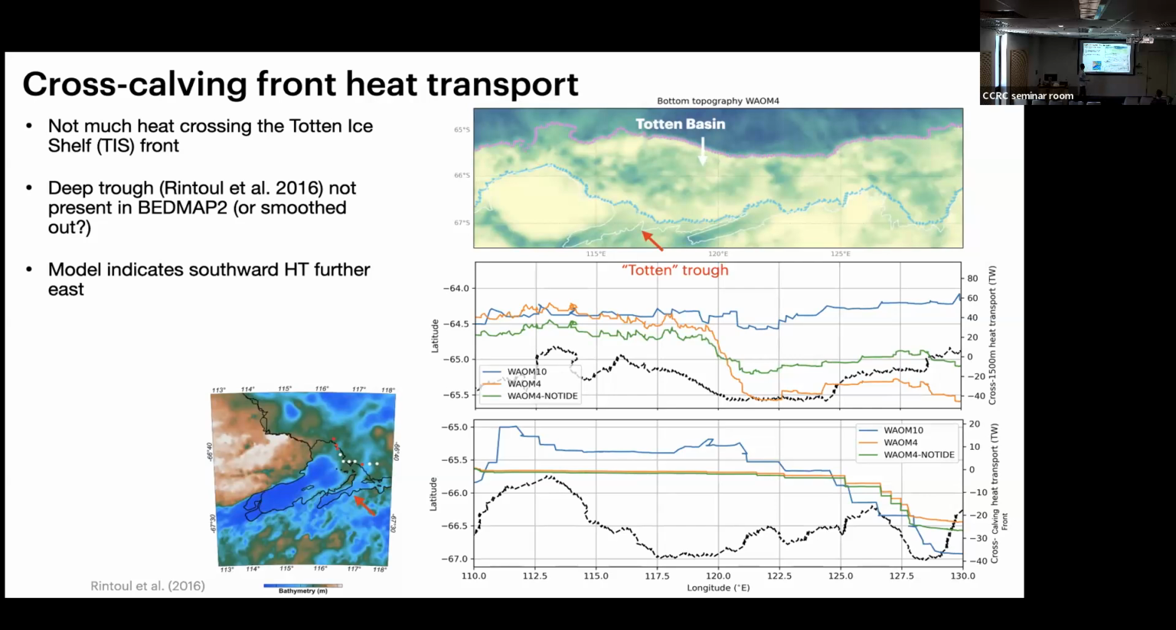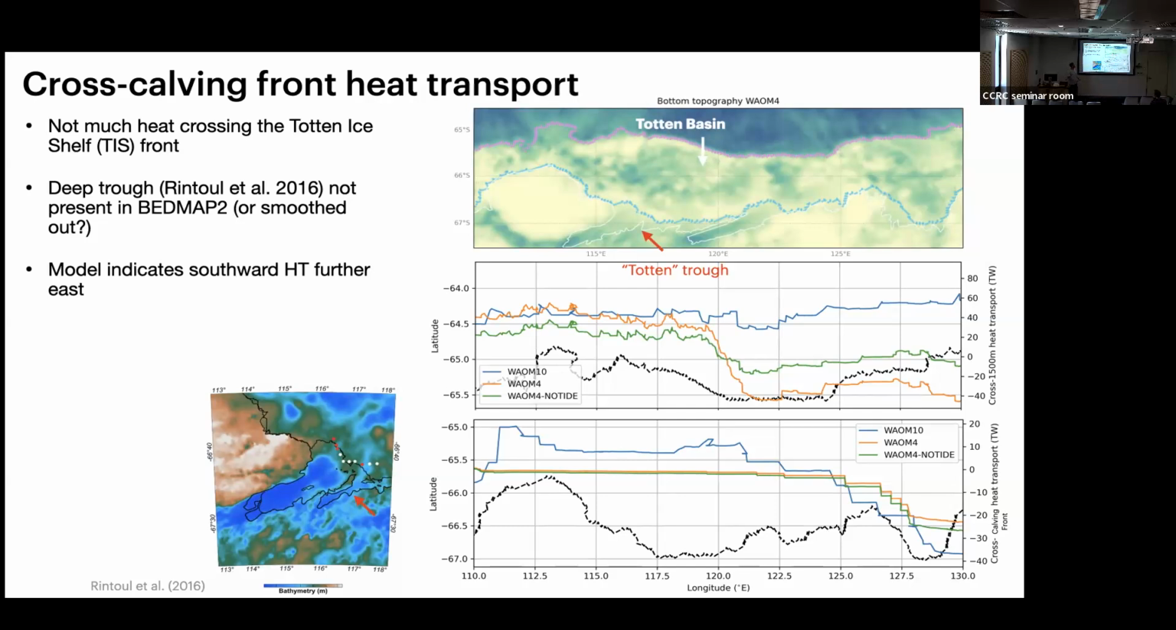And one thing that I wonder about is this deep trough that Rito et al. showed me in this paper here on the west. I was looking at my bathymetry. Maybe it's just because of my limits, but I can't clearly see a trough on the west side that would help to carry this modified circumpolar deep water towards the Totten ice shelf.